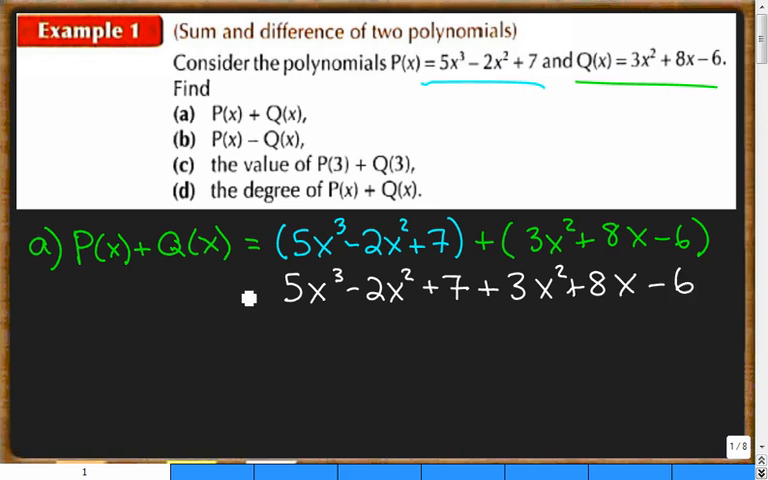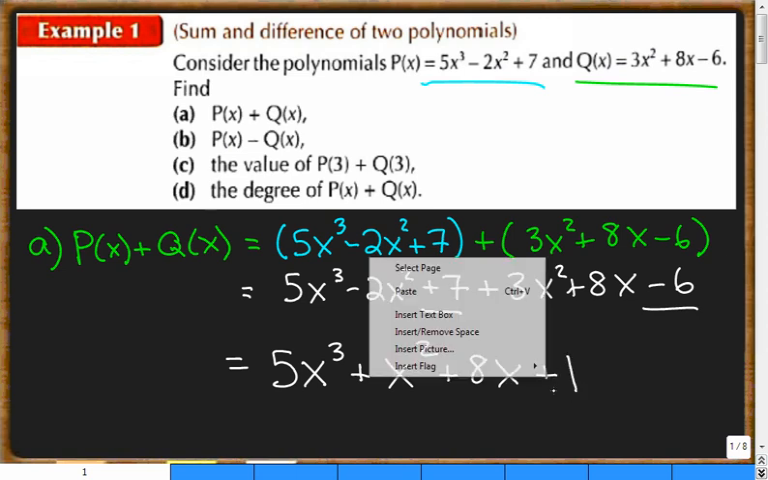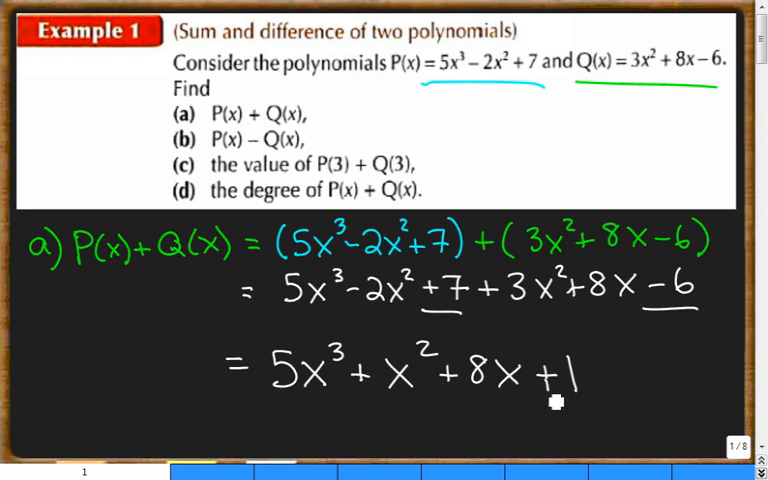So now we have to combine our like terms. We have just one cubic term, so we get 5x cubed. We have negative 2x squared plus 3x squared, which gives us a positive x squared. We have just one term with x, so we get a positive 8x. And then we have two different constants, positive 7 and negative 6, which makes a positive 1. So this represents the sum of both of these problems.